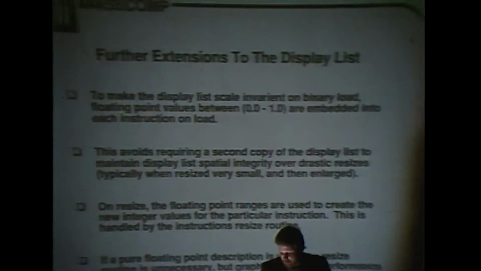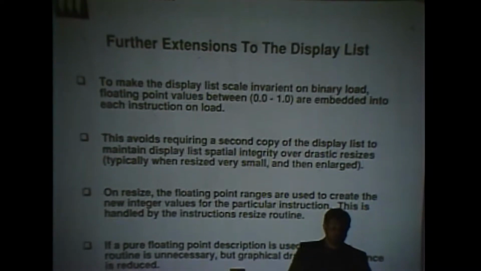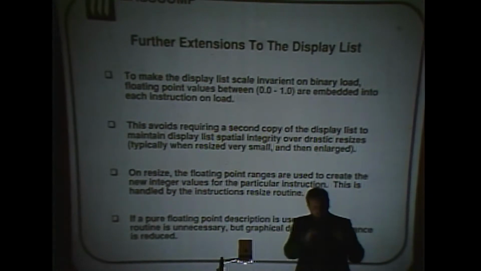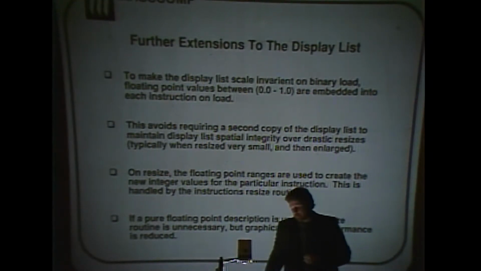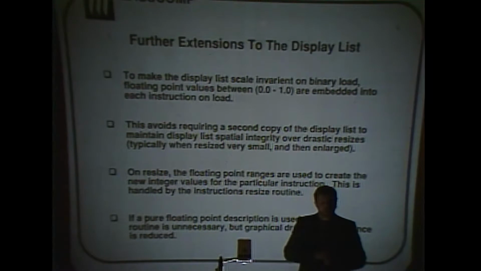This slide might be a little complicated, but basically there's one problem with using display lists when everything is integer-based as it is in the X toolkit, and that is if you take the widget and size it real small and then size it real large again, everything sort of integer truncates, so that when you size it large again, everything shifts over into the wrong place. So the way around this is we provide a floating point as well as a binary representation in the internal format of the display list.